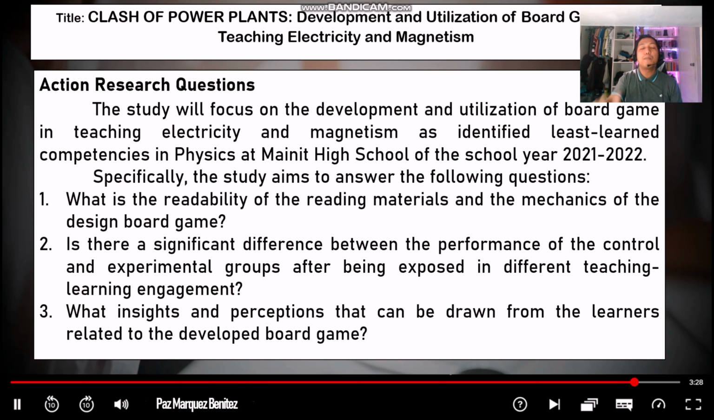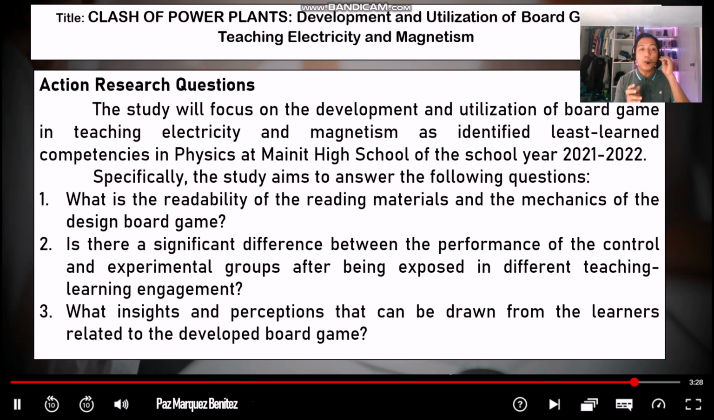So here is my example of action research question. The title is Clash of Power Plants: Development and Utilization of Board Game in Teaching Electricity and Magnetism. So this is an example of your action research. The first one we have here, the study will focus on the development and utilization of board game in teaching electricity and magnetism as identified least learned competencies in physics at Mainit High School, school year 2021-2022. Specifically, the study aims to answer the following questions.